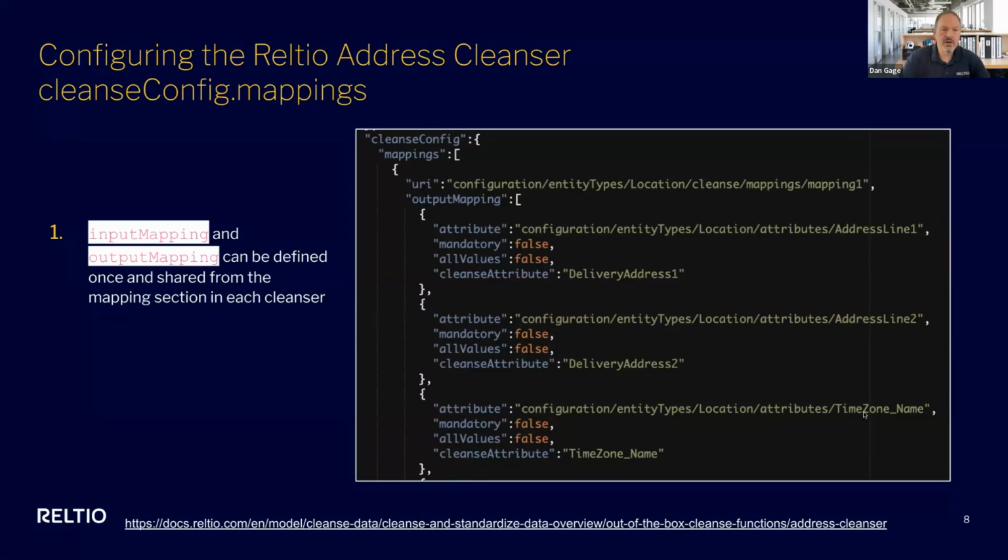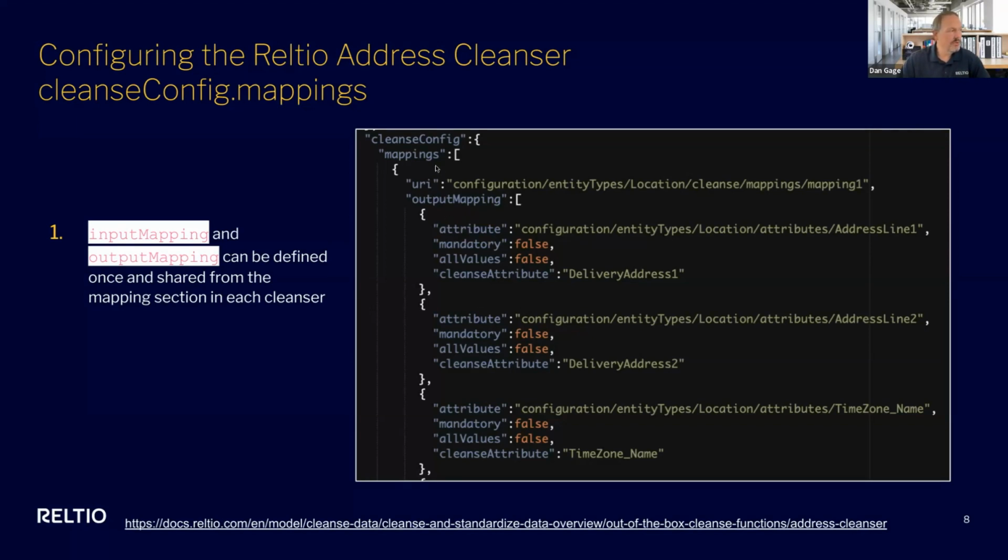So if you're leveraging the Reltio velocity packs, these cleansers are going to be predefined. But in the case where you may choose to use an alternate address structure, or if you create a new entity type that you wish to do cleansing on, then the ability to use these output mapping files is very important.